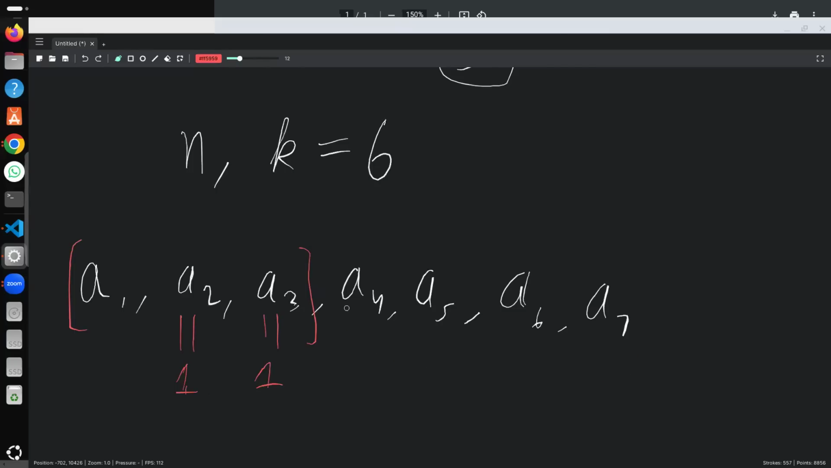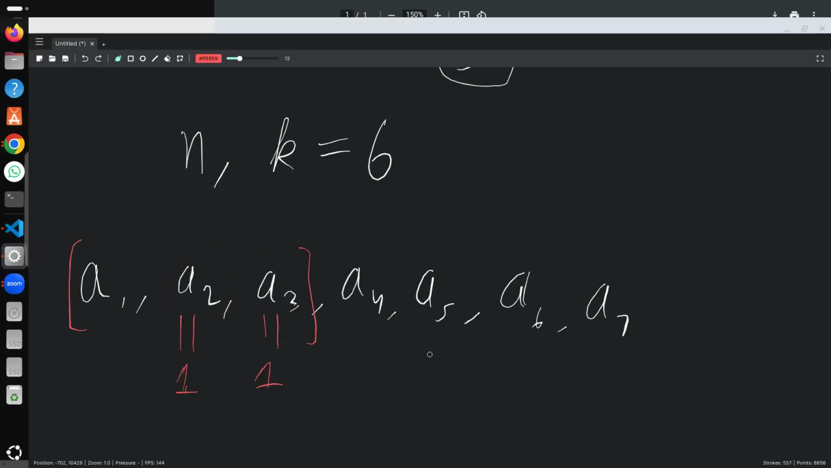So therefore, actually, we cannot take these 3 elements in the first place. It is not possible to take A4 as the first element of the array B. It is only possible to take either A2 or A3 as the first element of the array B. So if either of these two is not 1, then our answer is 1, right? So that's the case here.